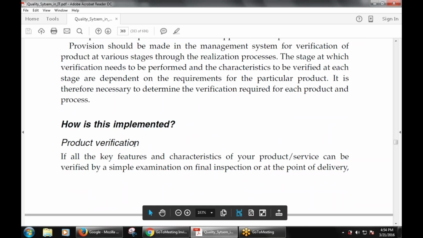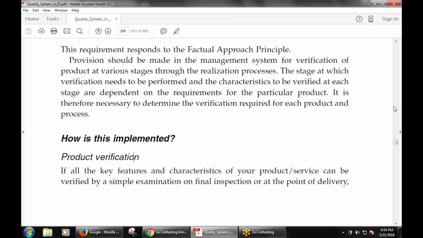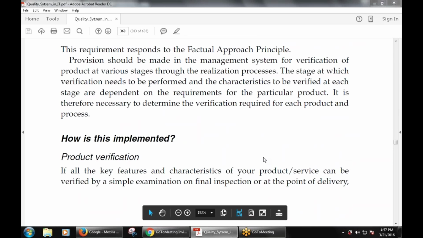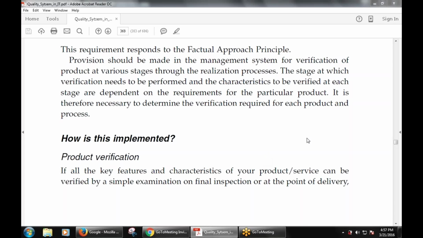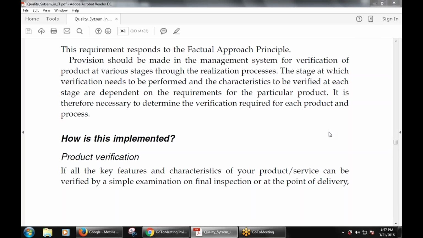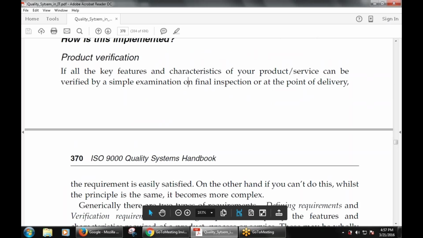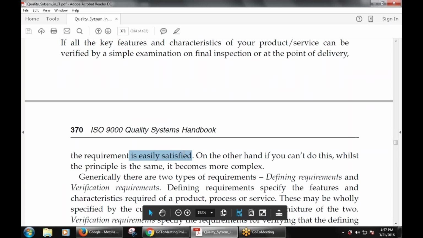How is it implemented? It is implemented by using product verification. The first step required is a product verification. We have to verify whether the product that is acquired is correct or not. Product verification can be done by simple examination, final inspection, or at the point of delivery. The requirement is easily satisfied.